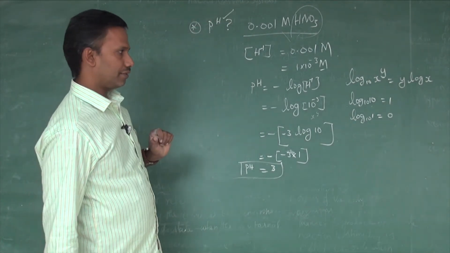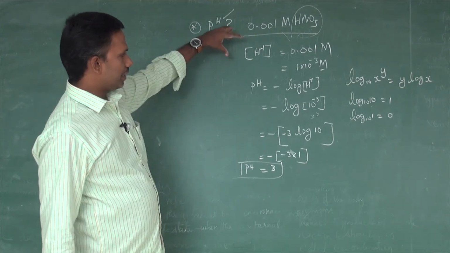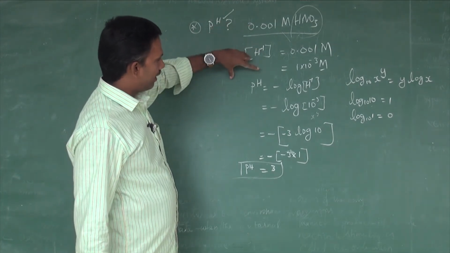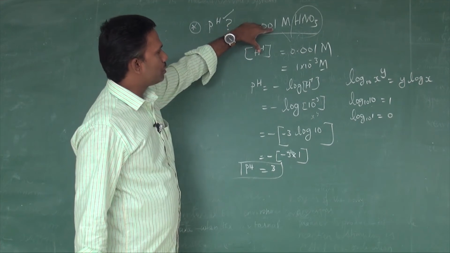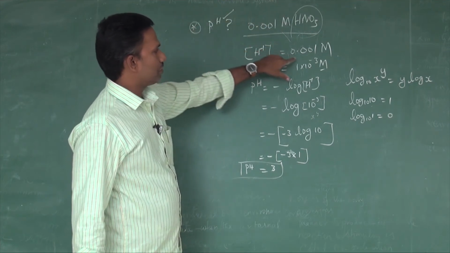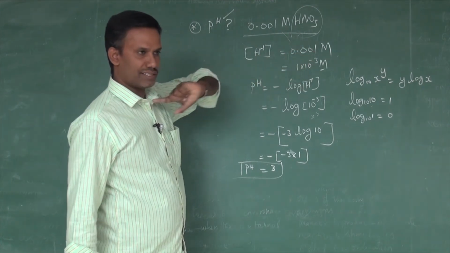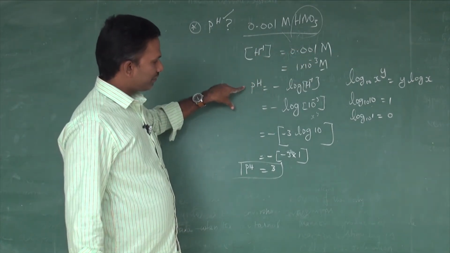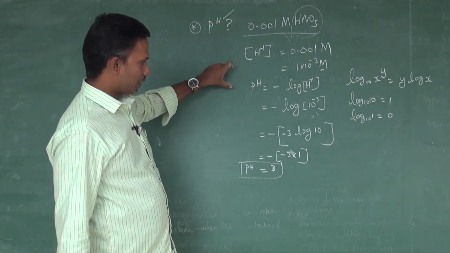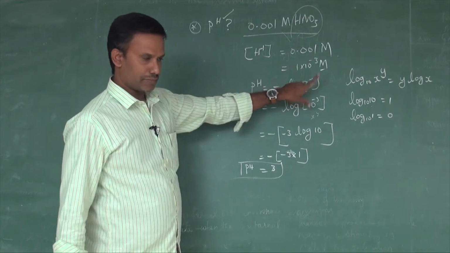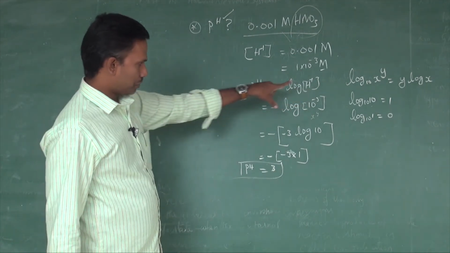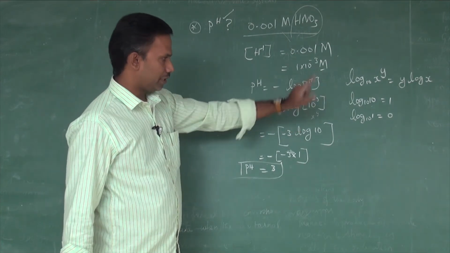This is the way. Again I am saying how to write the data first. 0.001 M. For mathematical convenience we can write 10 power minus 3 M. So what is the formula for pH calculation? pH equals minus log of H plus ion concentration. You substitute the H plus ion concentration here, 10 power minus 3.